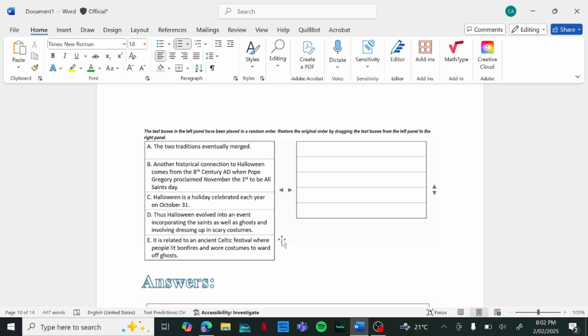For this first one, "The two traditions eventually merge." What traditions? It doesn't show the main idea; they're referring to something. The second one is "Another historical connection to Halloween." This is continuing something they have mentioned concerning Halloween. This cannot be our leading sentence, okay? Third one: "Halloween is a holiday celebrated each year on October 31st."